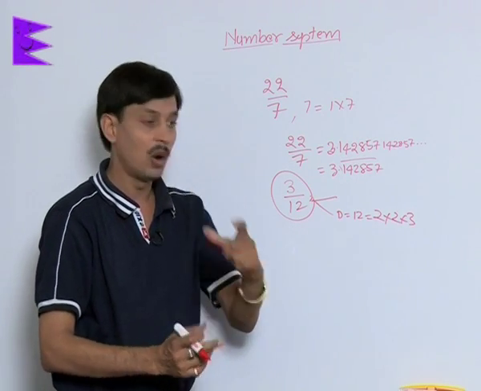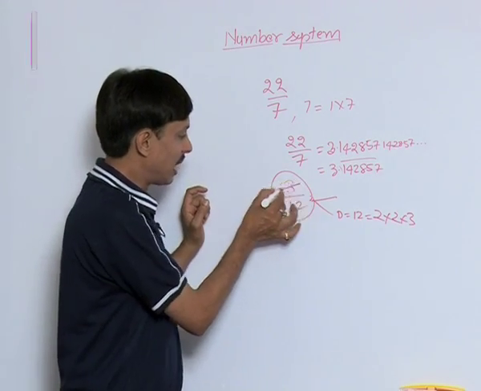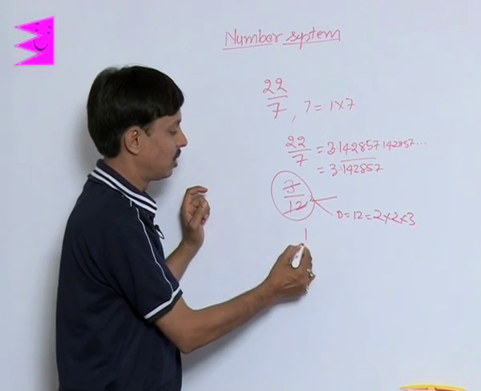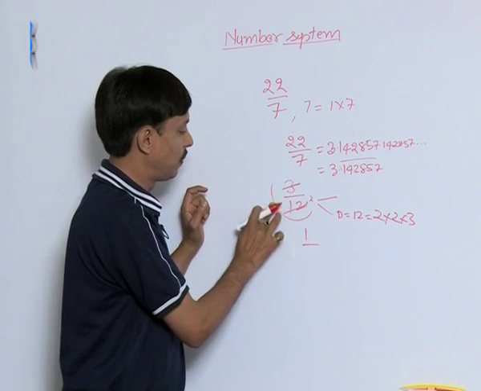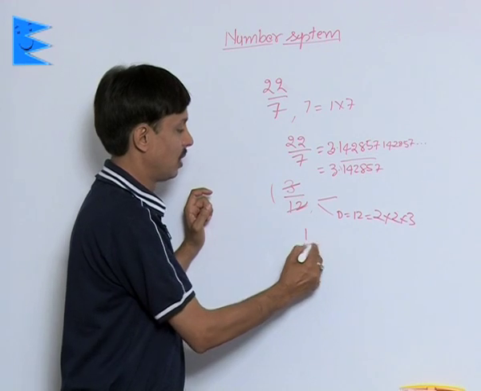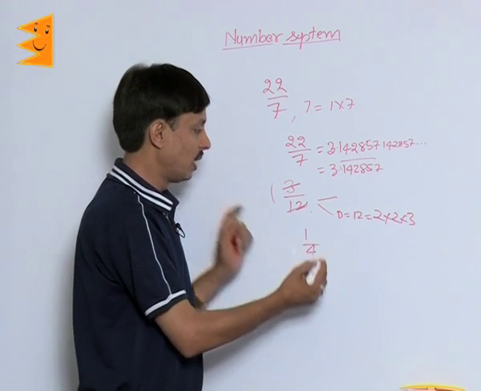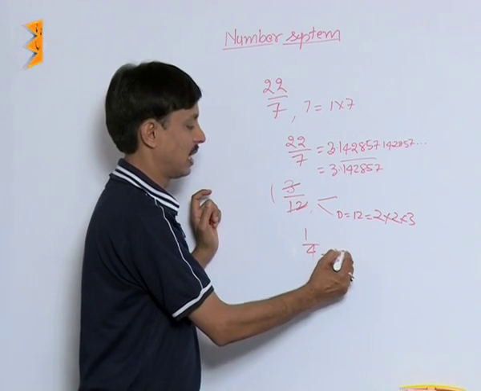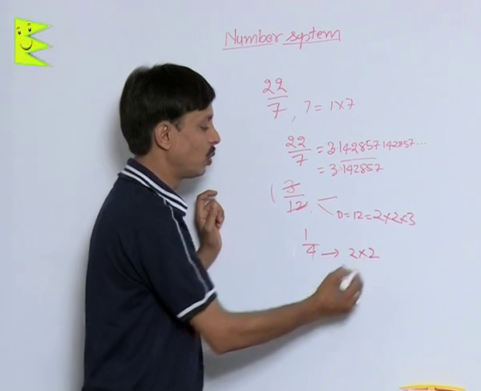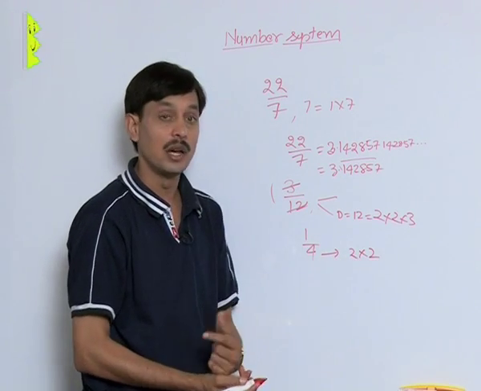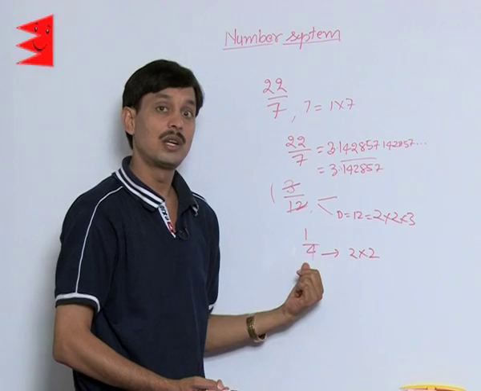But we have not checked. Its simplest form is, 3 ones are 3 and 3 fours are 12. So it is 1 by 4 basically. And actually if you factorize 4, you will get 2 into 2. So only 2's are here. So it is terminating.